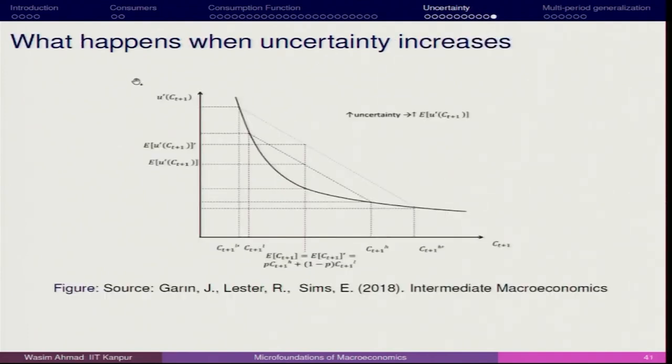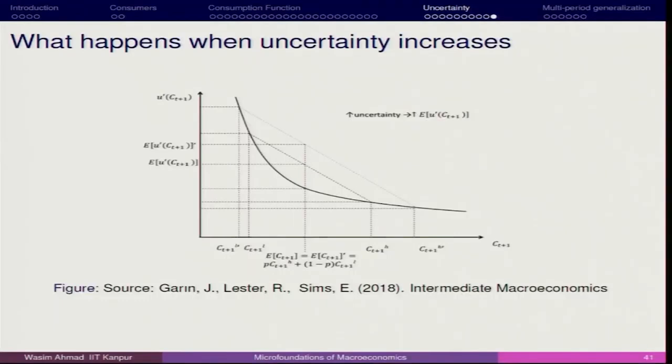Now, here we are putting a comparative statics scenario: what happens when uncertainty increases? With the rest of the scenario the same, the parallel line moves up when uncertainty is increasing, which means the expected marginal utility of future consumption is increasing. If it was here and now it is moving towards here, this leads to an increase in the marginal utility of future consumption, which means the individual will compromise more on current consumption, because current consumption does not face any kind of uncertainty. So, once the expected marginal utility of future consumption increases, this individual is going to save more in the current period.